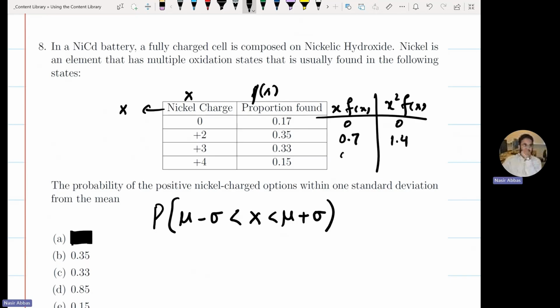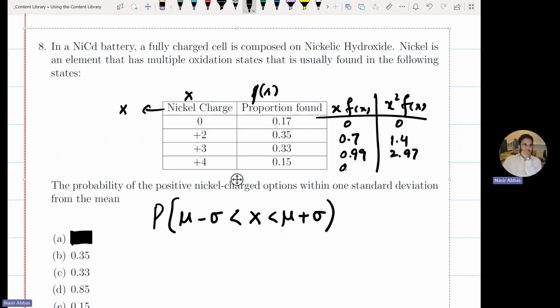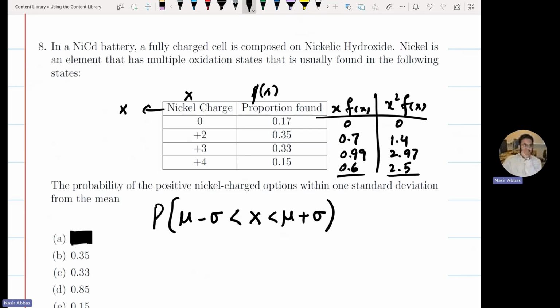What is 3 times 0.33? Somebody get a calculator. What is 9 times 0.33? 9 times 0.33. 4 times 0.15 is 0.6, and 16 times 0.15 is 2.4. Now give me the sums of these two.